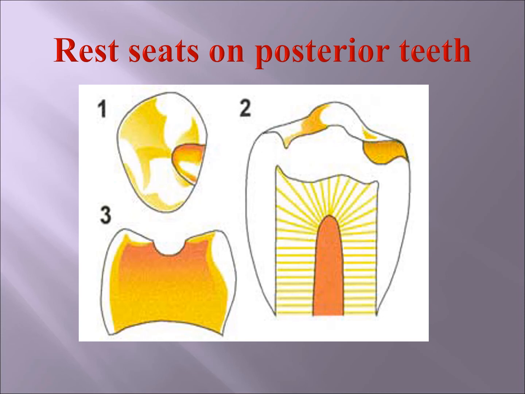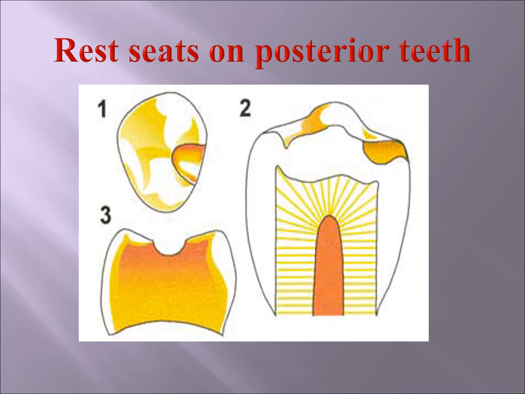On posterior teeth, again, these are the dimensions of the rest seat. It's a rounded triangle with the base towards the marginal ridge and apex towards the center of the tooth, around 1 to 1.5 millimeters in depth. And again, the angle between the floor of the rest seat and the prepared lingual plane should be less than 90 degrees to assist in the transmission of the forces to the long axis of the tooth.